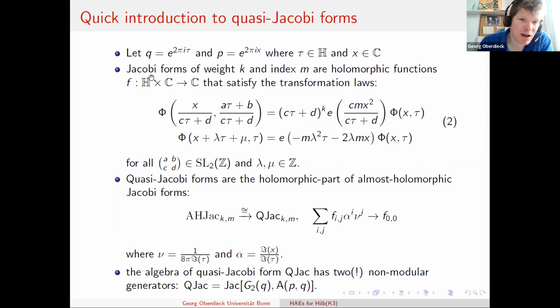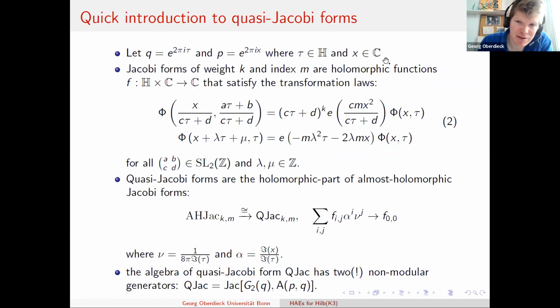This was introduced by Eichler and Zagier, and essentially the definition is that Jacobi forms of weight k and a given index m are holomorphic functions on the upper half plane times C, so you insert x and tau, that satisfy two transformation laws, with respect to the Jacobi group, which is a semi-direct product of SL2(Z) and two copies of Z.